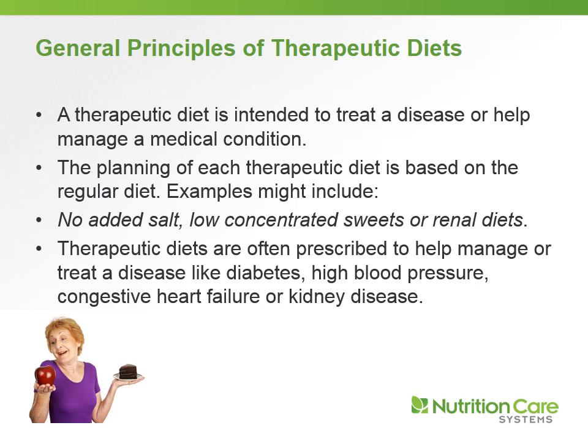These types of diets are usually ordered or prescribed to help manage or treat some type of disease like diabetes, high blood pressure, congestive heart failure, or kidney disease. So with diabetes, a doctor might order a low concentrated sweet diet. With high blood pressure or congestive heart failure, a no added salt diet may be what is required. And if someone has kidney disease, a renal diet would be appropriate.